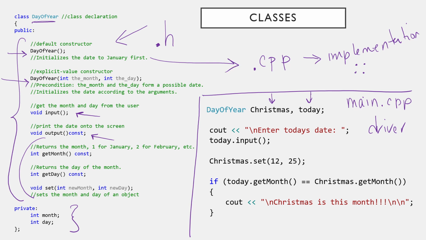And then we want to enter today's date. That would be using the input function, which is a member function that would be in the .cpp file. And then this is the set function, which is right here. And then we would have to use the accessor functions in order to get values and compare to see if they are the same, if they're in the same month.